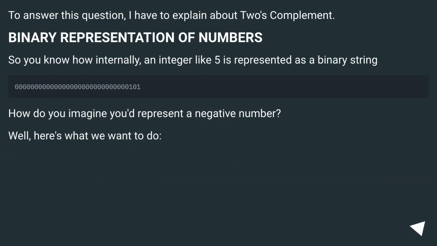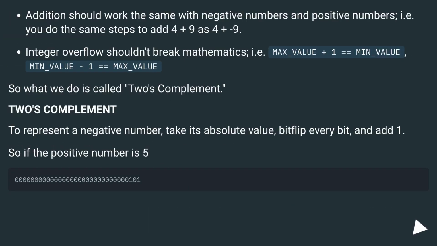To answer this question, I have to explain about 2's complement binary representation of numbers. So you know how internally, an integer like 5 is represented as a binary string. How do you imagine you'd represent a negative number? Well, here's what we want to do. Addition should work the same with negative numbers and positive numbers, i.e. do the same steps to add 4 plus 9 as 4 plus minus 9.